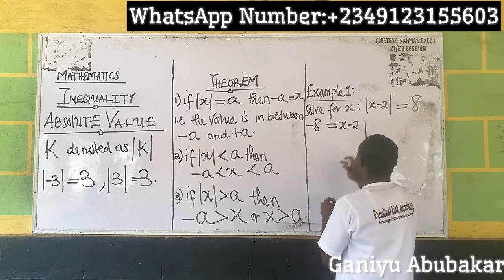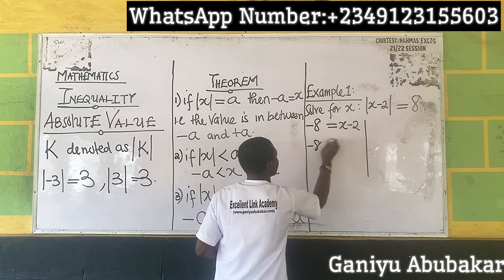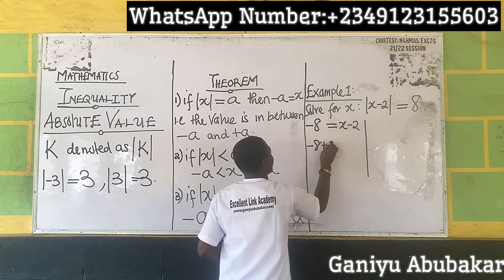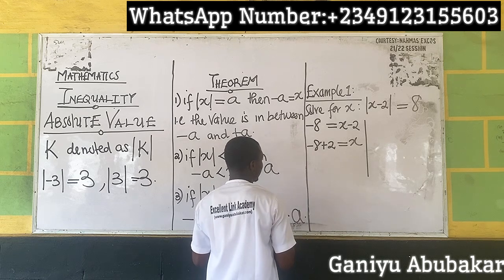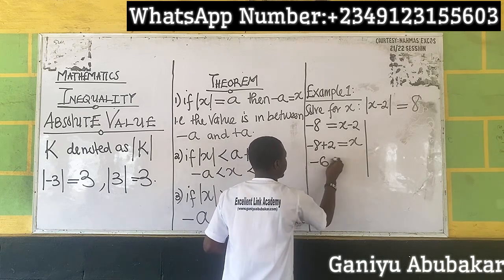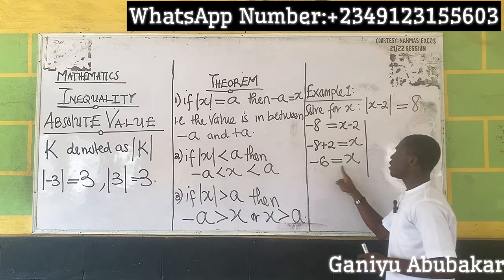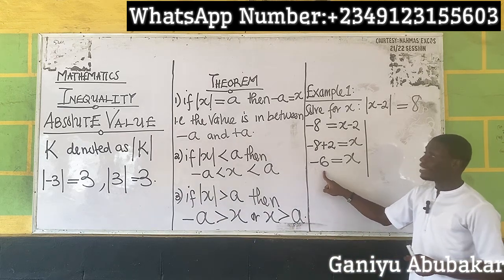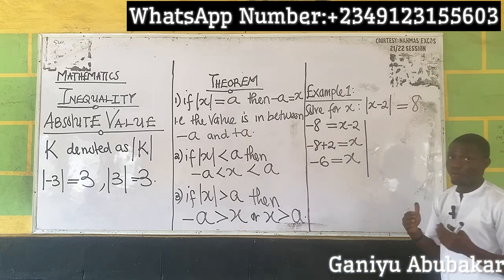In this case here, I have to take this 2 here to get x. So I'll have negative 8 minus 2, which becomes what there? A plus 2 equal to x. This gives you minus 6 equal to x. So in this case here, x gives you minus 6. That's following your theorem.